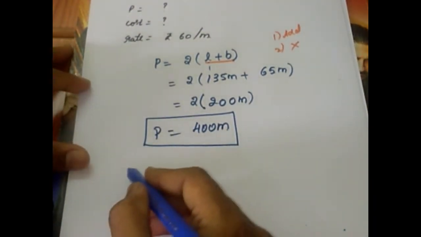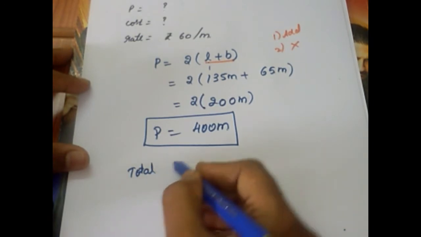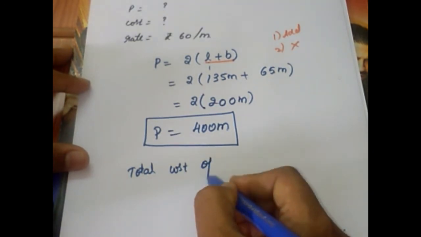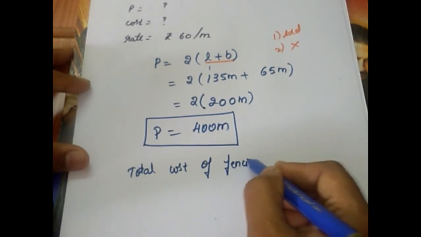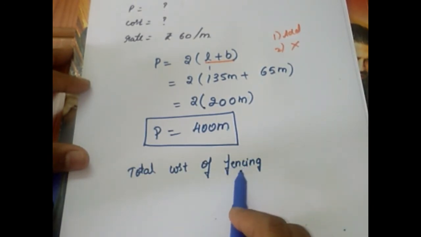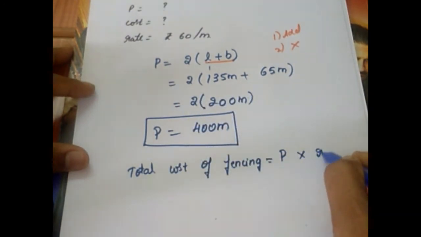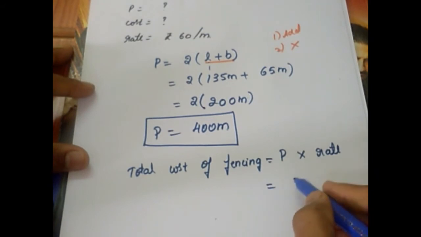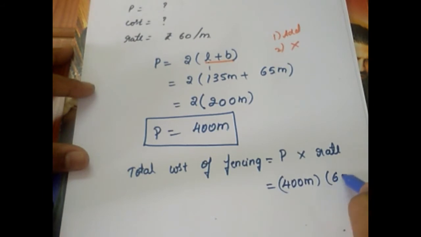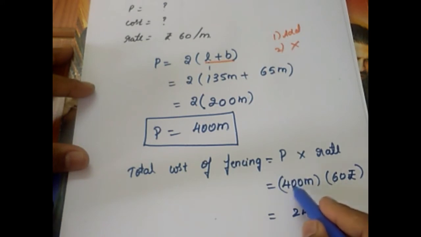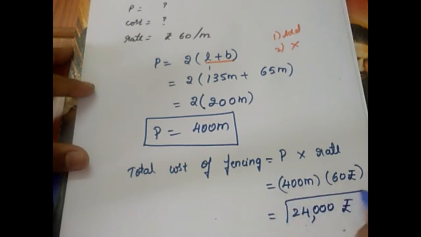Now what is the second step? The second step is to find out the total cost of fencing. So again and again I am repeating, children, I am talking about the total cost of fencing. If the fencing is not there, you cannot apply this formula. So what is the formula? Perimeter into rate. So perimeter is 400 meter and the rate is 60 rupees. So total cost is 6 4s are 24, then 1, 2, 3 zeros. So rupees 24,000 is the cost of fencing.